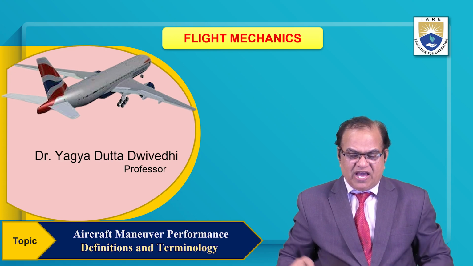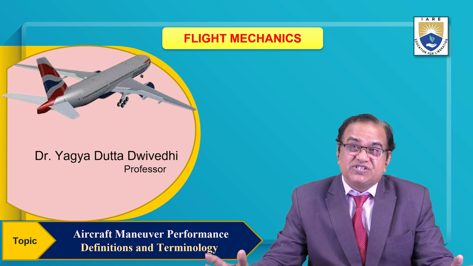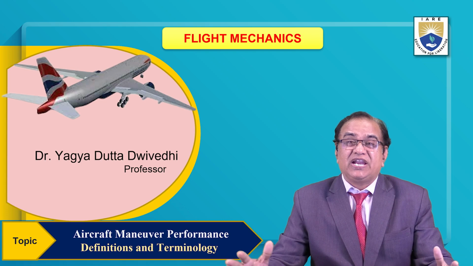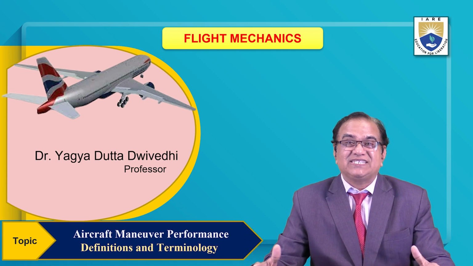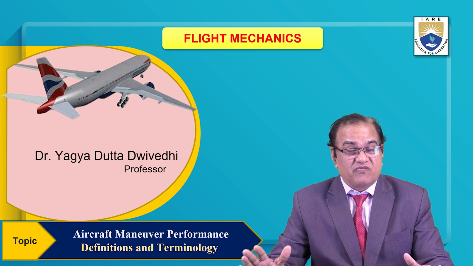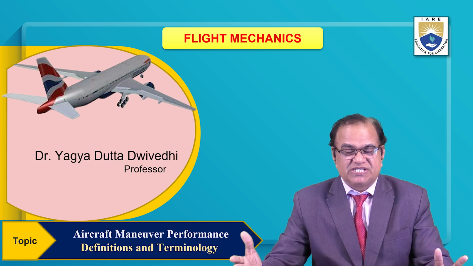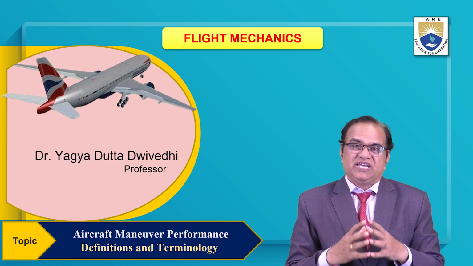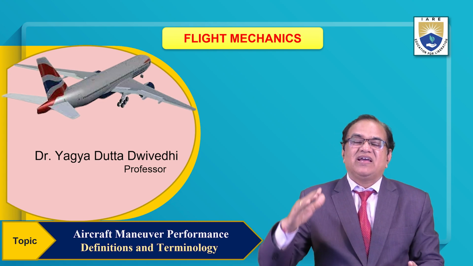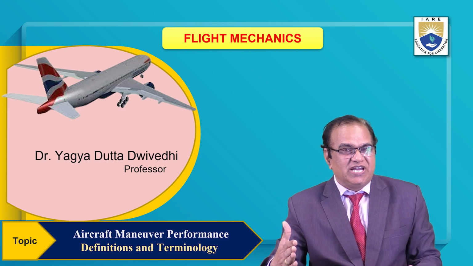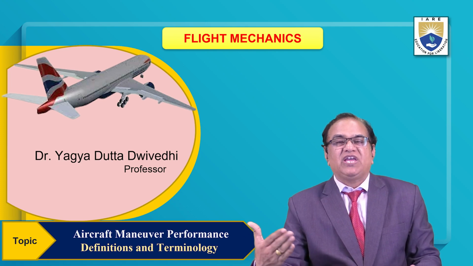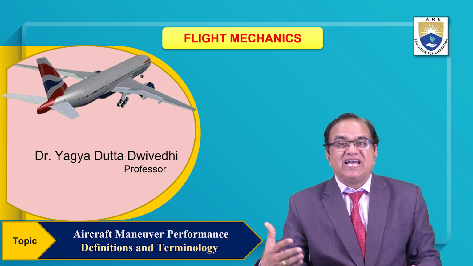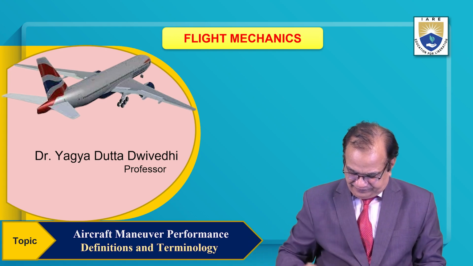Today, we are going to discuss the definition and some terminology related to module 4, that is aircraft maneuver performance. As I just discussed, in this module our aircraft is not in steady state, it is in accelerated flight. Before that, in all the 3 units, we saw the aircraft going in steady flight.